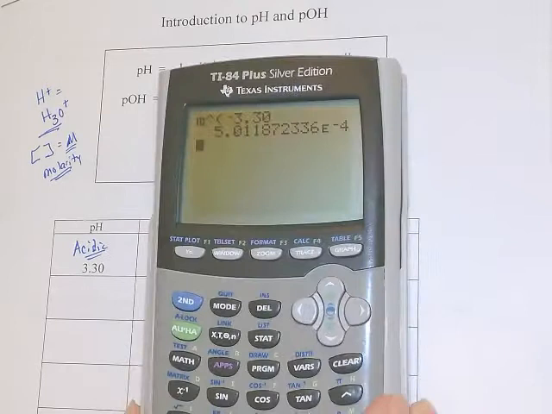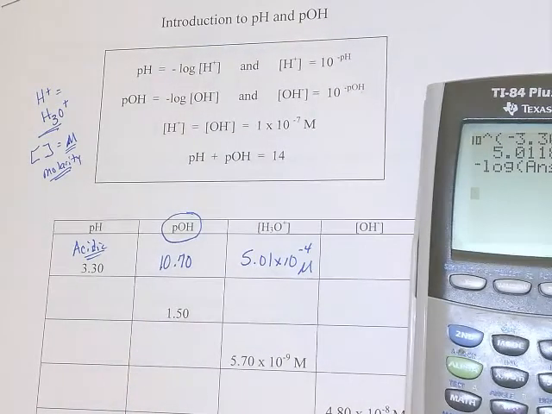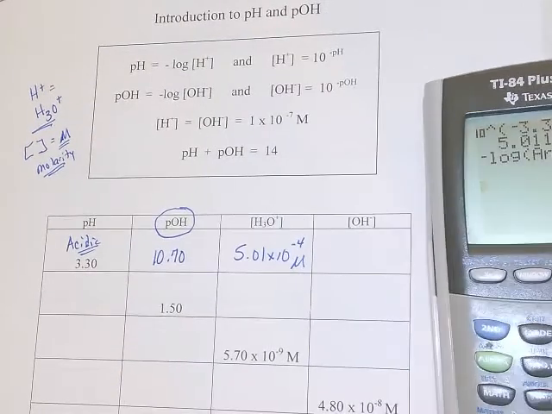Notice right now, if we took the negative log of our answer, we would come back up with 3.30. So taking the negative log of the concentration is our pH, and taking the antilog of our negative pH is our concentration. Believe me, this gets better and better as you move through it.